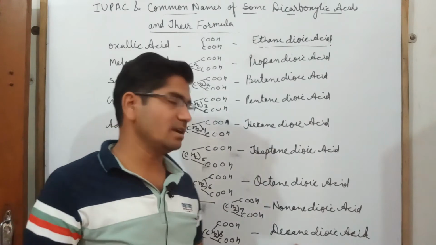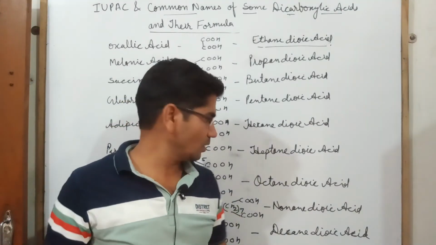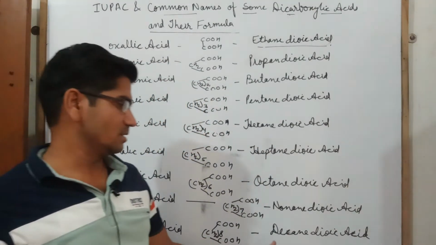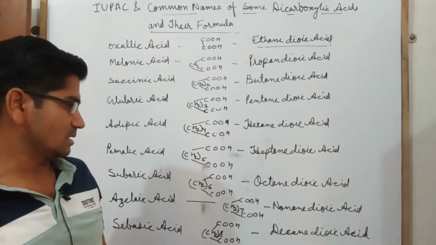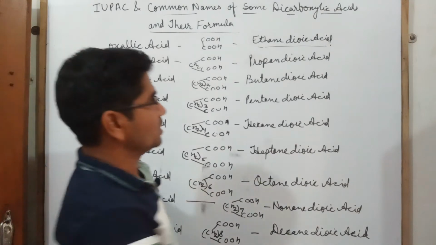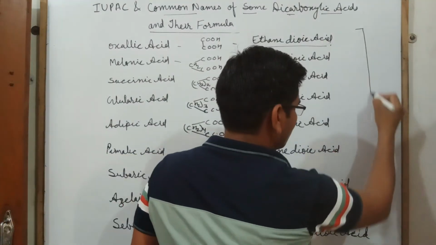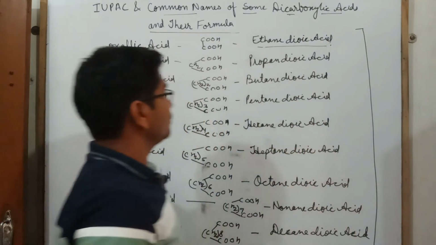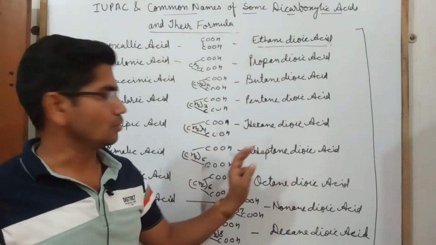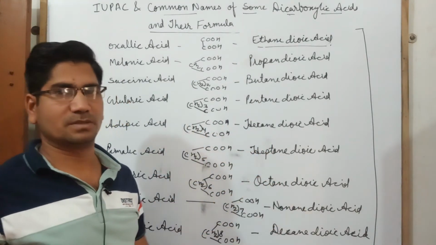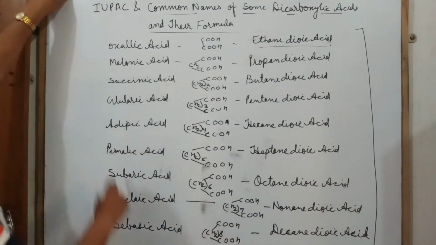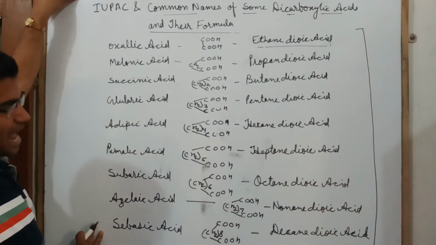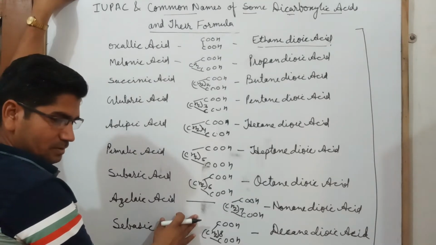And if the number of carbons is 10, then the IUPAC name will be decane dioic acid. What will we say? Decane dioic acid, not carboxylic acid. So these are IUPAC names, and if you know the structure, you can write the IUPAC names. Now the matter is, how can we remember the common names of these compounds and related structures?